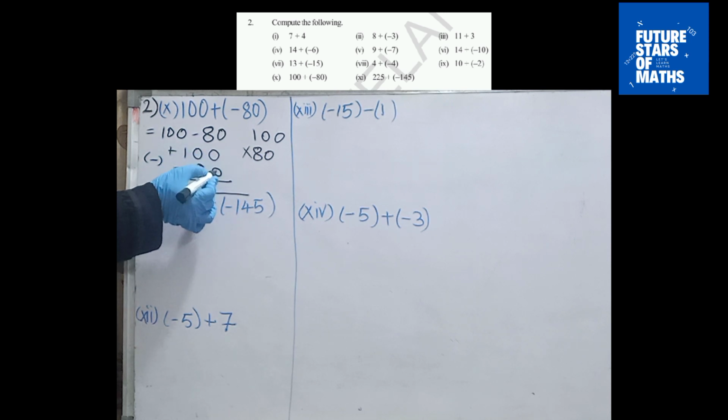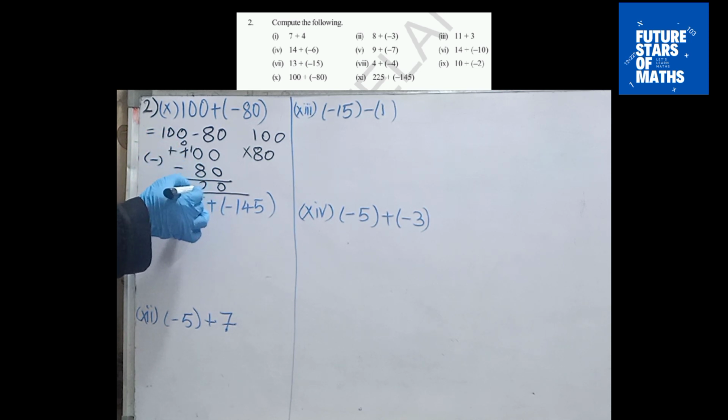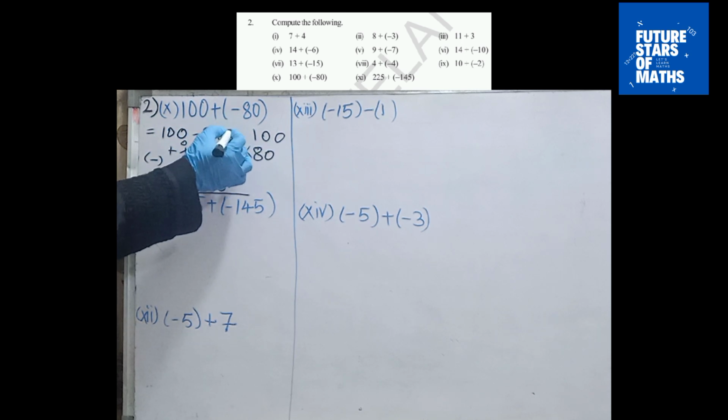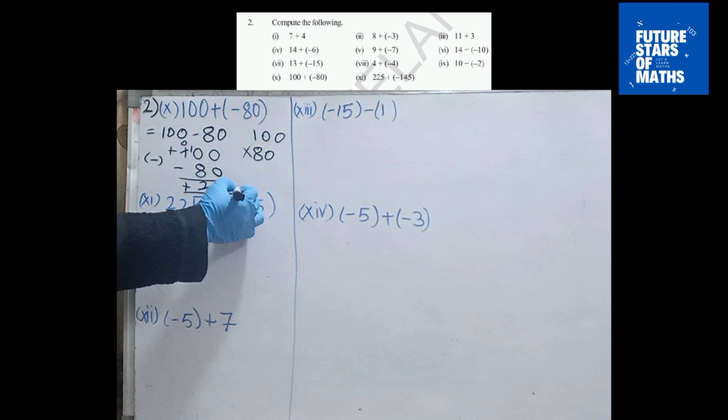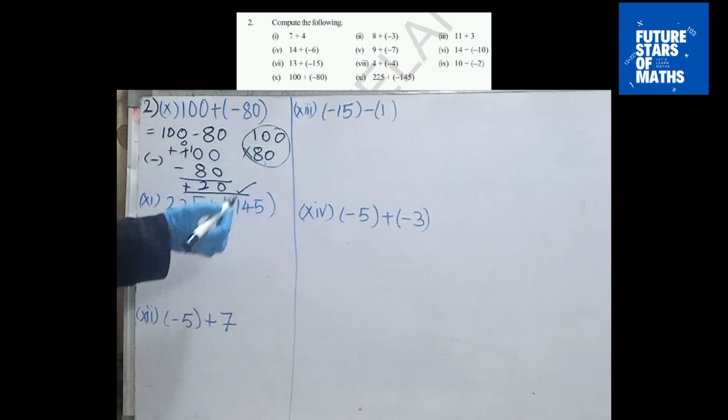Now we will subtract 0 minus 0, 0. From 0 we cannot take out 8. So we will take borrow from beside number. So this will become 0. This will become 10. 10 minus 8 is 2. So our actual answer for this is plus 20. Okay, this will be wrong. Don't write like this. Okay, now the next question is 225 plus minus 145.